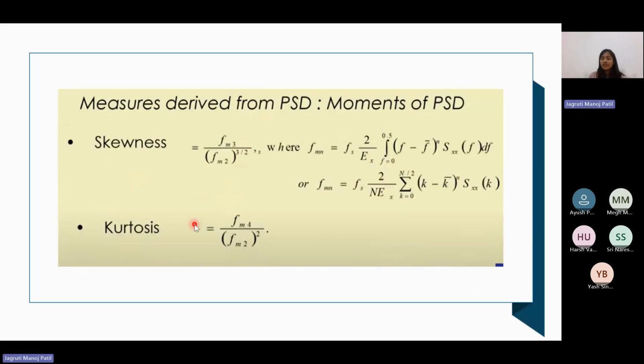So there are other terms here which tell us about the shape of the function. One is the skewness. Skewness is defined by this as the third order moment and then 3 by 2 power of it. So what skewness tells us is how much skewed your data is.